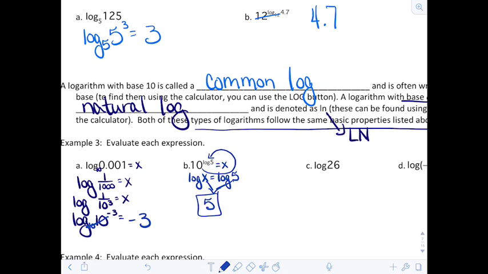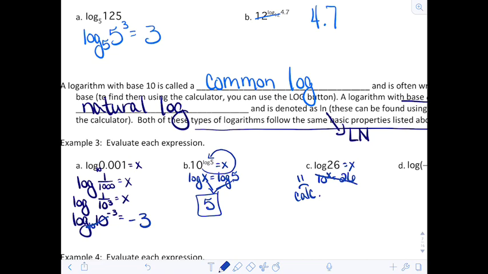Then with the log of 26, this one is actually one that we really need to go to the calculator on. If I wrote it as an exponential, it doesn't get me anywhere. 10 to the x power equals 26. That's not something that I know. So I'm going to go to the calculator on this and just type in the log of 26.